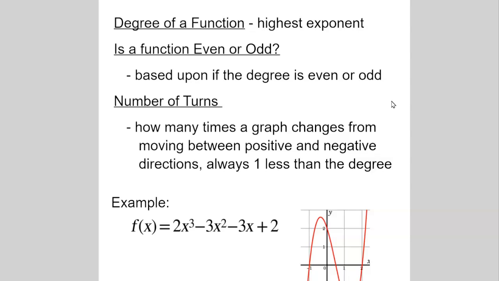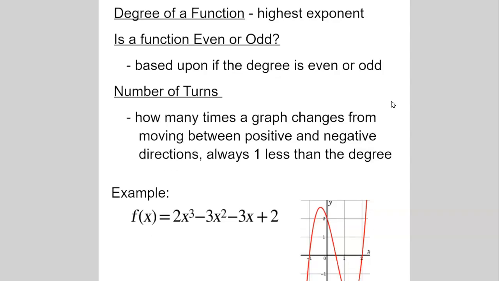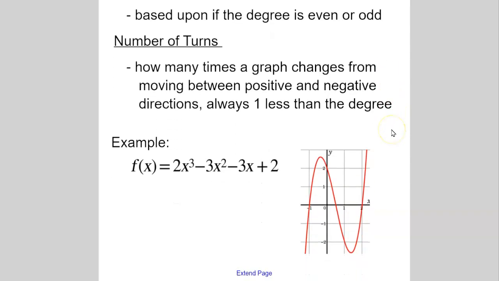As we go through each piece here, I'm going to go through those items using an example at the bottom. This is just an equation and the graph of a polynomial function. If you were asked about the degree of the function, you're looking for that highest exponent. So this would have a degree of 3. 3 is an odd number, so this would be an odd function.